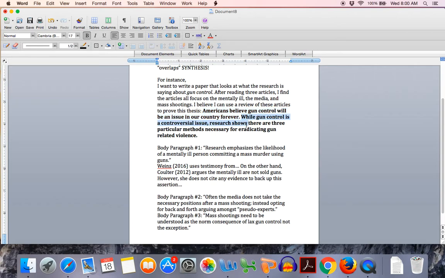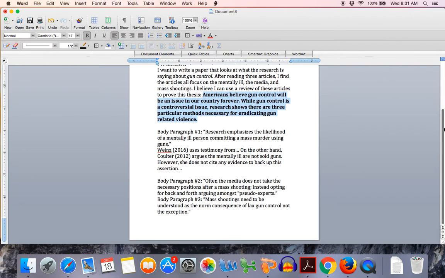Americans, I believe that gun control is something that can be eradicated if we look at these three specific things, right? These three specific methods that I'm going to be talking about in my lit review. So from here, I realize that all of the information I give is in an effort to prove this thesis statement. And so here I have an outline of what I might do.